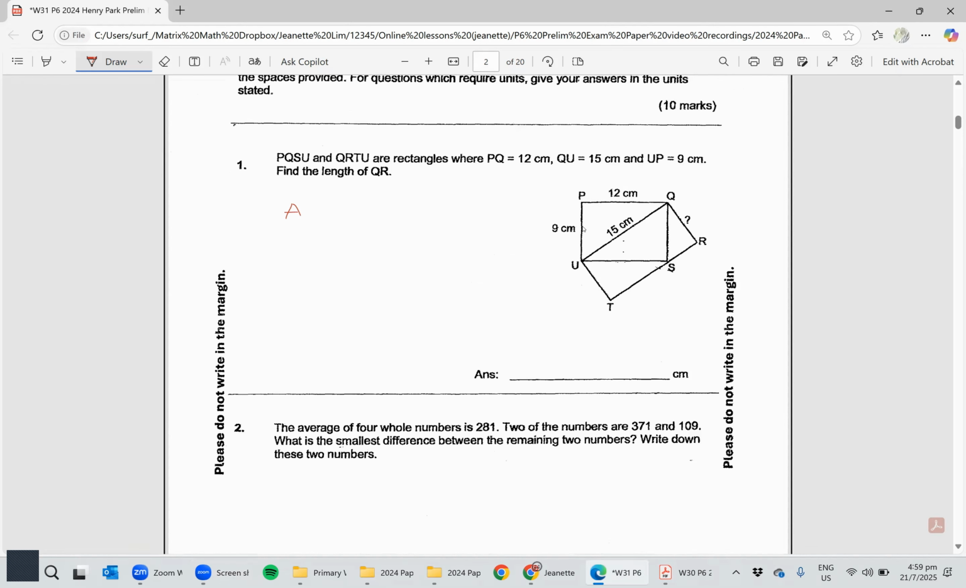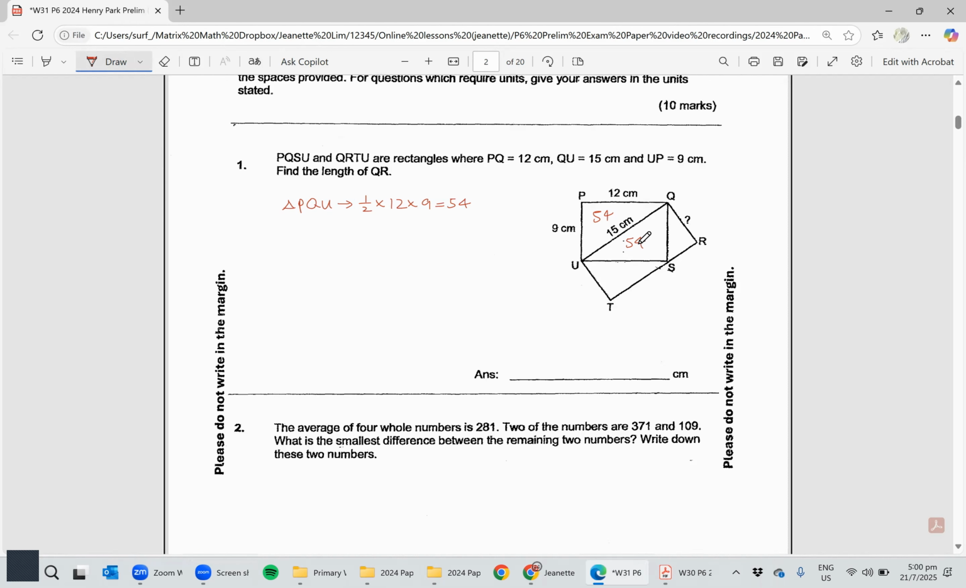Triangle PQU will be half times base times height. So half times 12 times 9, which is 54. Now this is 54 square cm. Now this is actually half of the rectangle PQSU. So this is also 54.